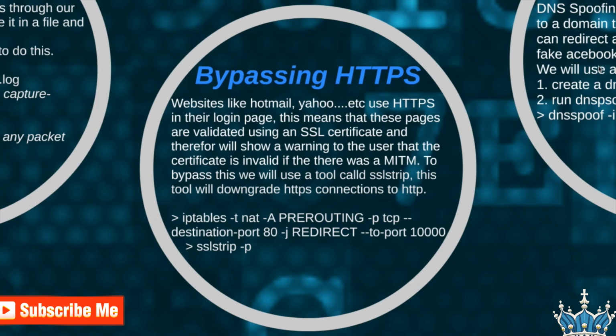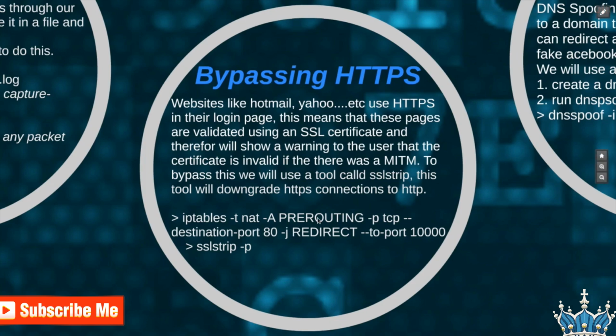Now, SSL strip is not going to decrypt SSL or do anything like that. All it's going to do is downgrade any HTTPS connection to HTTP. So when you put, for example, login.yahoo.com, you automatically go to the HTTPS version of that website. What SSL strip is going to do, it's going to detect that, and it's going to redirect you to the HTTP version. The target person will not see any warnings, and you will be able to capture the username and the password the same way we did before, because essentially the connection is not HTTPS anymore, it's just HTTP.